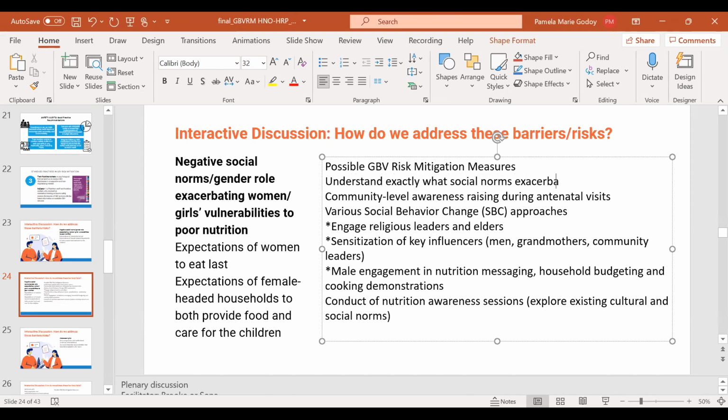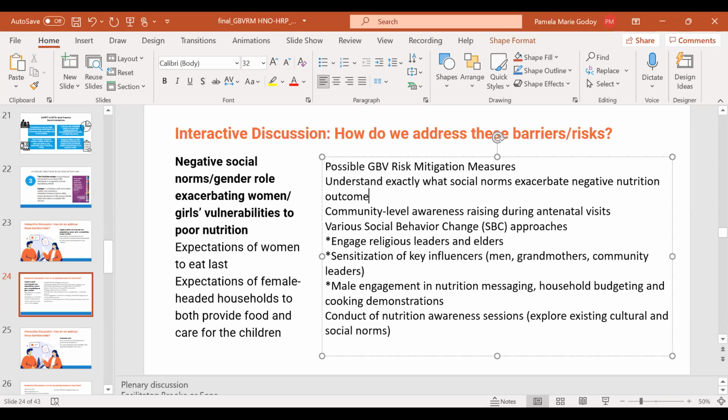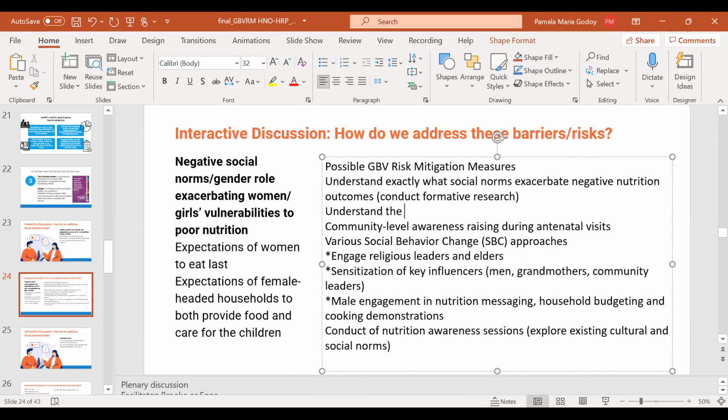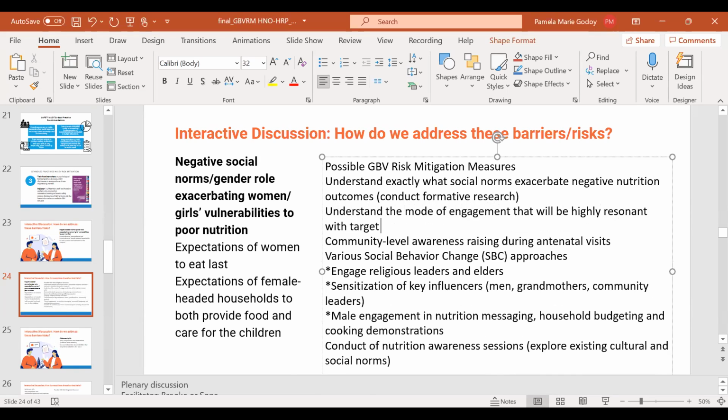And also during that formative research, which, as somebody had said, you can do through focus group discussions, or key informant interviews, or what have you, is trying to identify what modes of engagement people will best respond to. Sometimes people will say we need face-to-face interaction, and they might respond better to, for example, testimonials. We've just done some research in Ethiopia recently, and these were male barriers for men engaging in what were perceived to be female gender normalized behaviors.